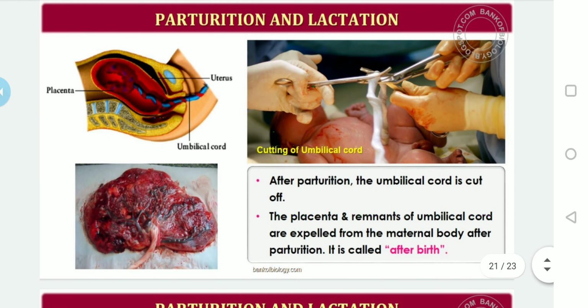What happens next? After the parturition, the umbilical cord is cut off. Then the placenta and remnants of the umbilical cord are expelled from the maternal body after parturition. It is also called afterbirth. Afterbirth can generally be seen in placenta-eating animals, not in humans. In humans, after the parturition, the umbilical cord is cut off. So this is how exactly the left side shows the structure.